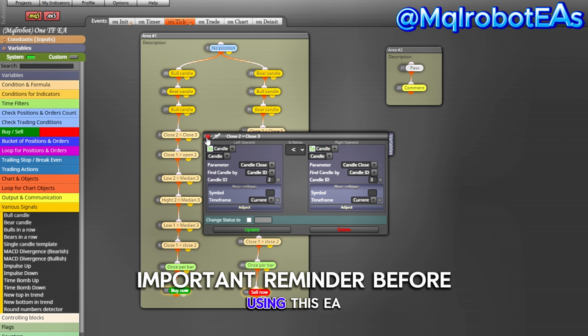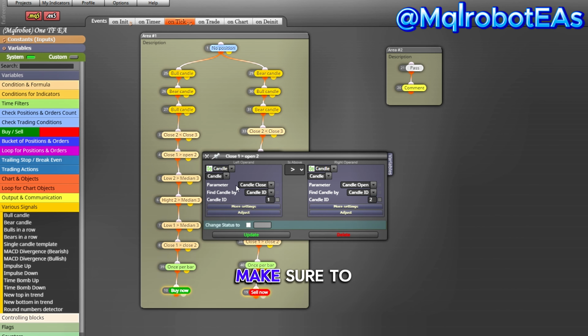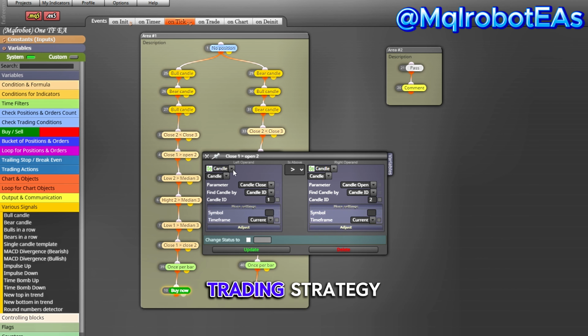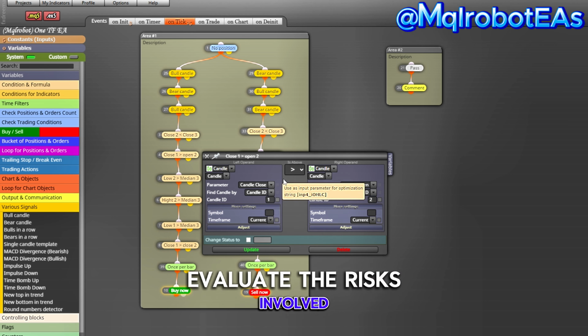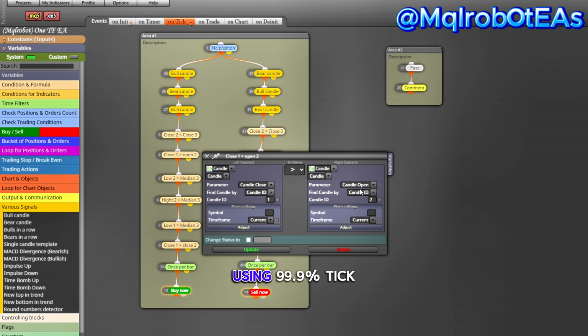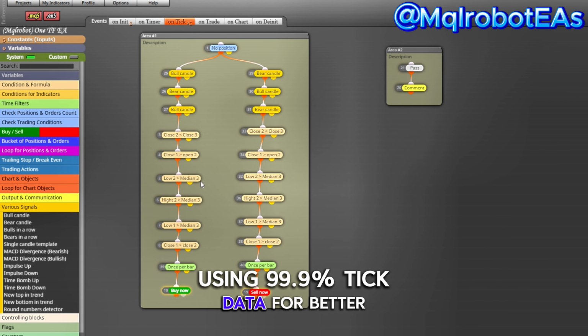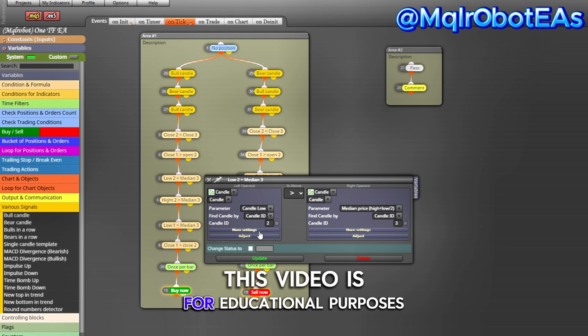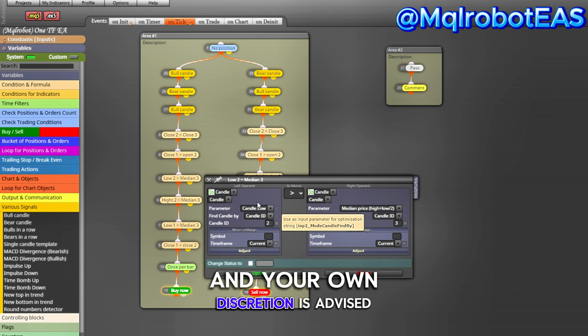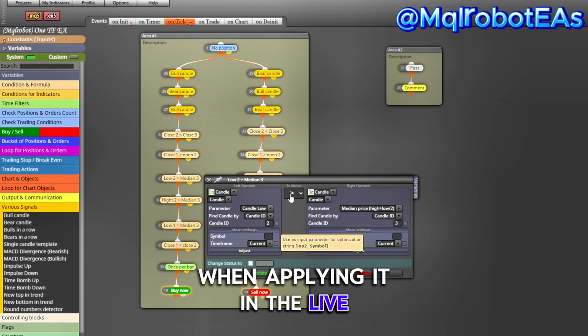Important reminder, before using this EA in real trading, make sure to understand the core trading strategy, evaluate the risks involved, backtest it thoroughly using 99.9% tick data for better accuracy. This video is for educational purposes only, and your own discretion is advised when applying it in the live markets.